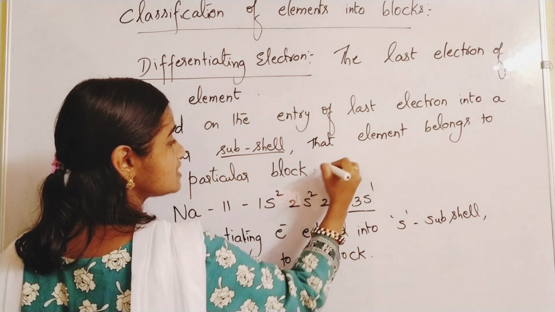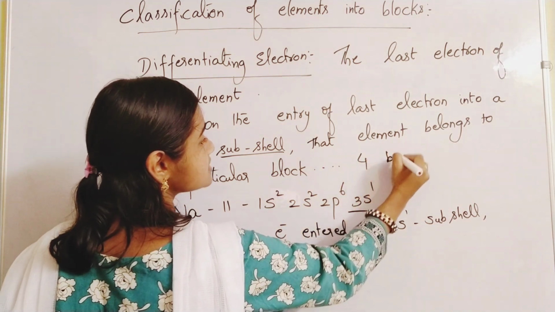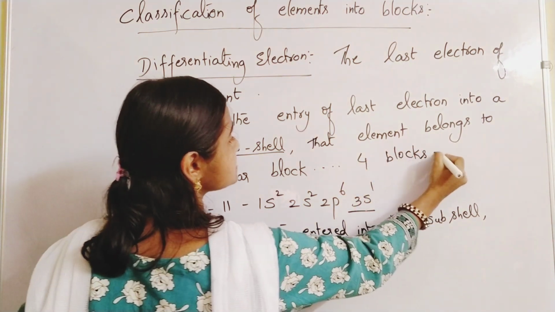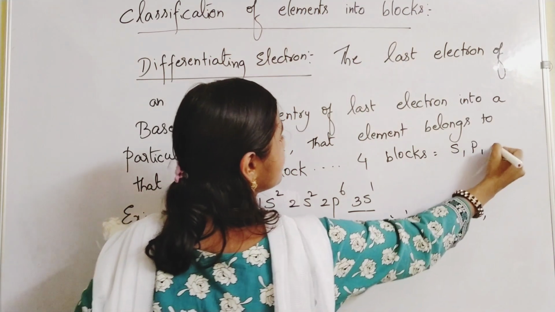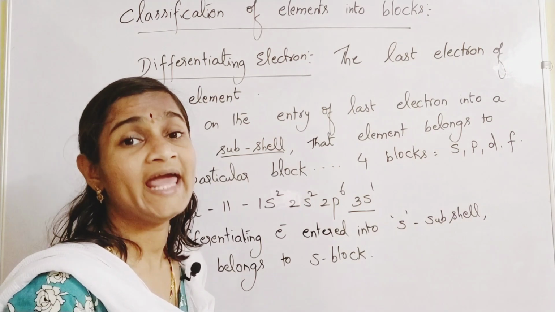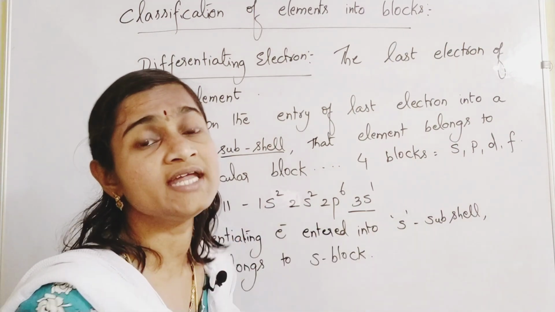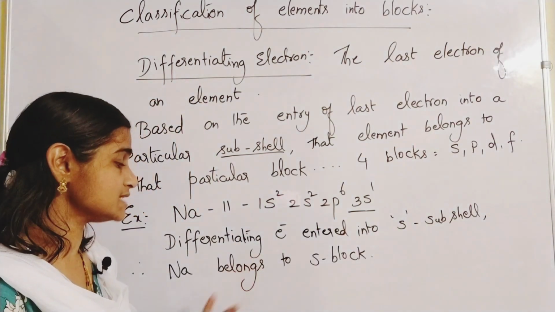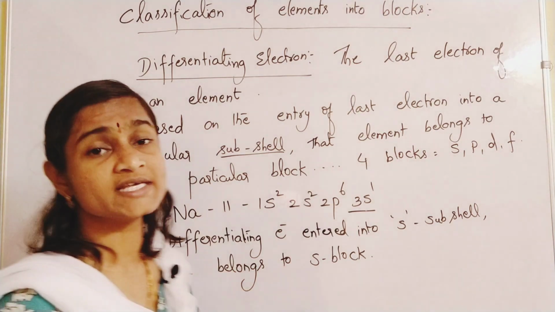There are 4 blocks, no? 4 subshells, 4 blocks. What are those? S, P, D, F. The 4 blocks are based on the entry of what? The differentiating electron. So sodium belongs to S block.